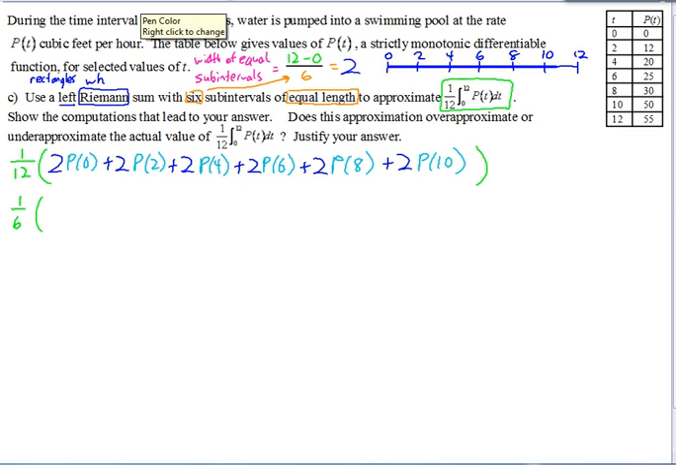And once we factor out the 2, all we're left with is P of 0 plus P of 2 plus P of 4 plus P of 6 plus P of 8 plus P of 10, which we can get from the table. P of 0 is 0. P of 2 is 12, P of 4 is 20, P of 6 is 25, P of 8 is 30, and P of 10 is 50.